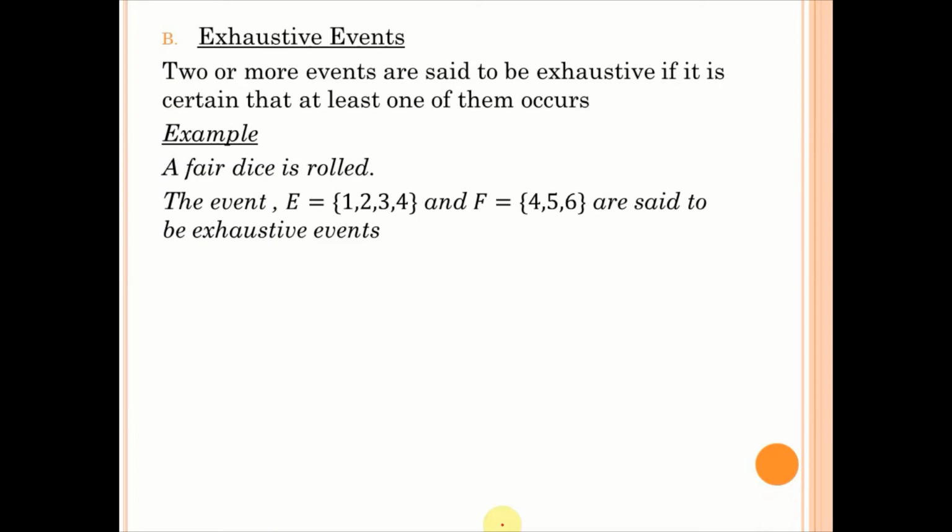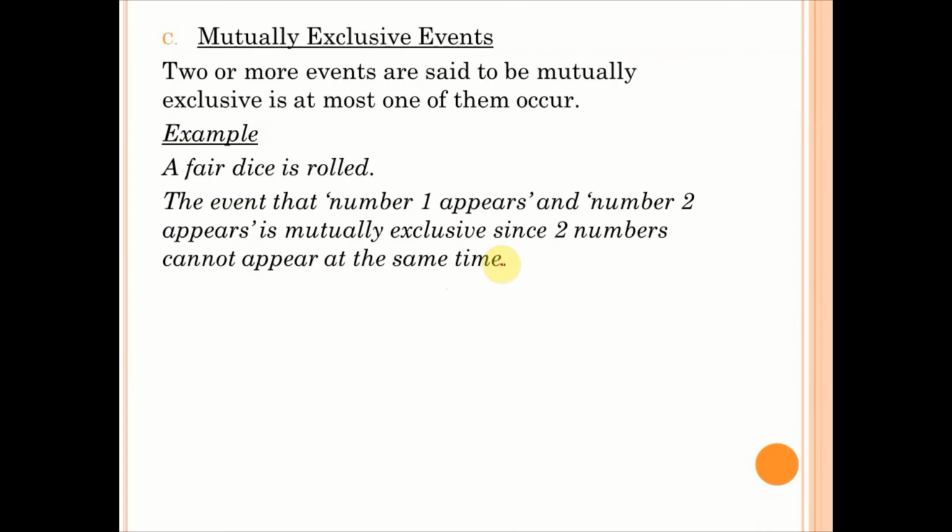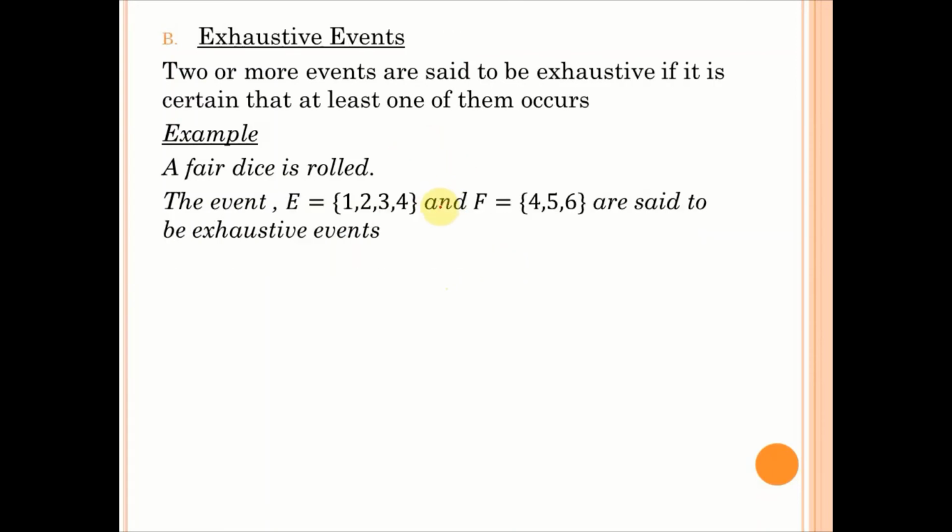Example, a fair dice roll. The event E we say as 1, 2, 3, 4, and F is 4, 5, 6. These are said to be exhaustive events. Why? Because at least one of them occurs. So either 1, 2, 3, 4 occurs or 4, 5, 6 occurs. One of them must happen.